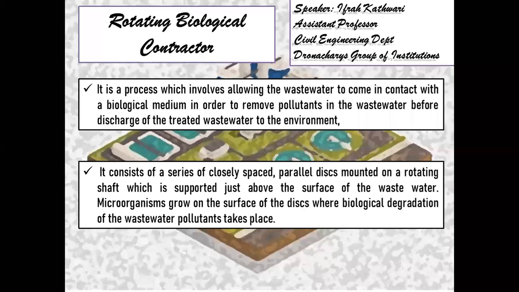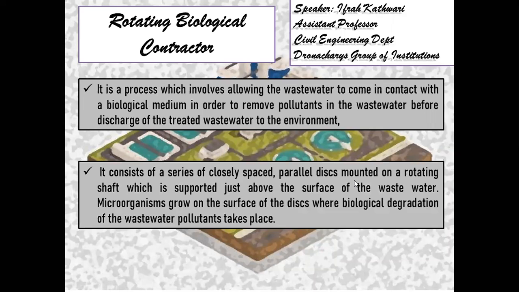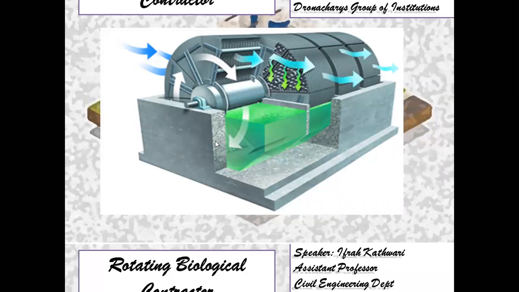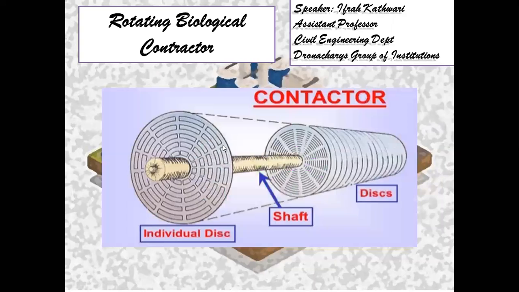So what we do is allow the wastewater to come in contact with the biological medium. So this is again a biological process. What is the biological medium? These are the microorganisms, the bacteria that the wastewater has to come in contact with. This is what we have in the rotating biological contactor. I can show you the components.